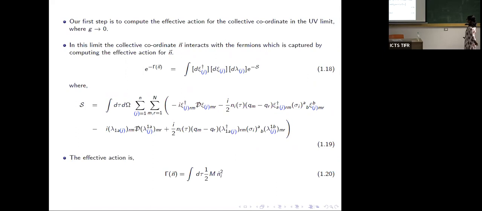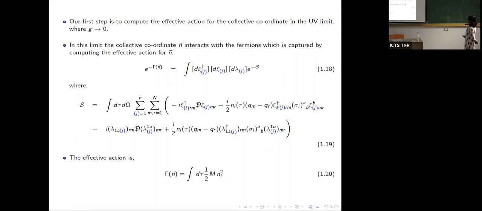And this result matches with the ABJM theory as well. In ABJM, the field content was such that there was a cancellation between the hypermultiplet and the vector multiplet, and we also get the same result.